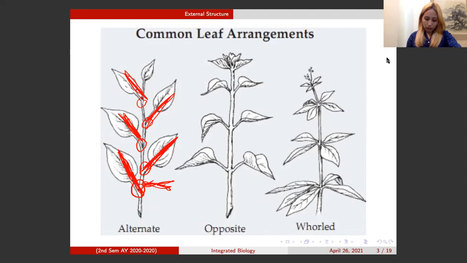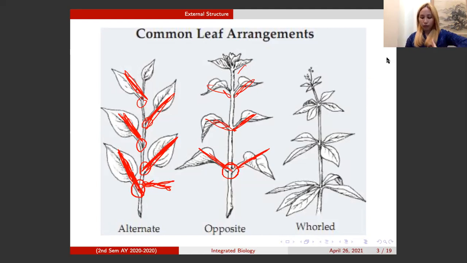Okay, so in the next example, we have opposite. This one shows, of course, two leaves per node. So you have there your right and left leaf. And then another two, another two, another two. This is opposite. Now, this is an example of leaf arrangement with two leaves per node.